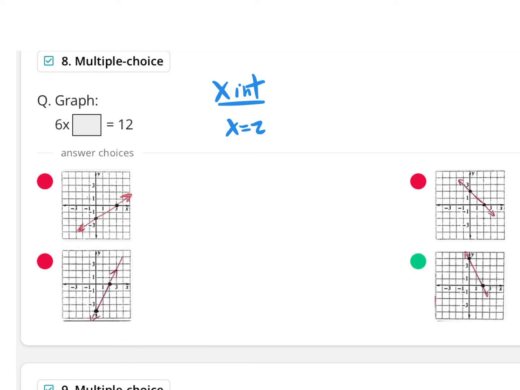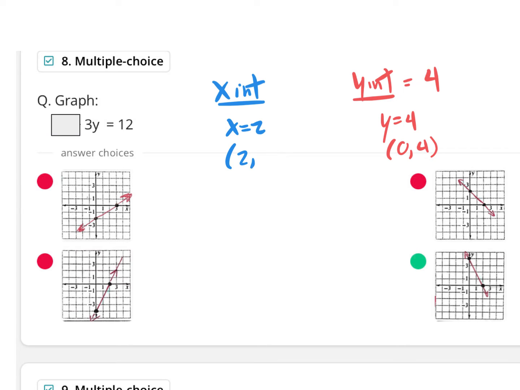Okay. How about the y-intercept? Well, to find the y-intercept, you set x equal to 0, which means you could just cover that up and solve for y. So here we go. Let's solve for y. Divide by 3, divide by 3. Your y-intercept will be 4. Or you could write y equals 4. Or you could even write the coordinate 0, 4. Over here we should have written the coordinate 2, 0.